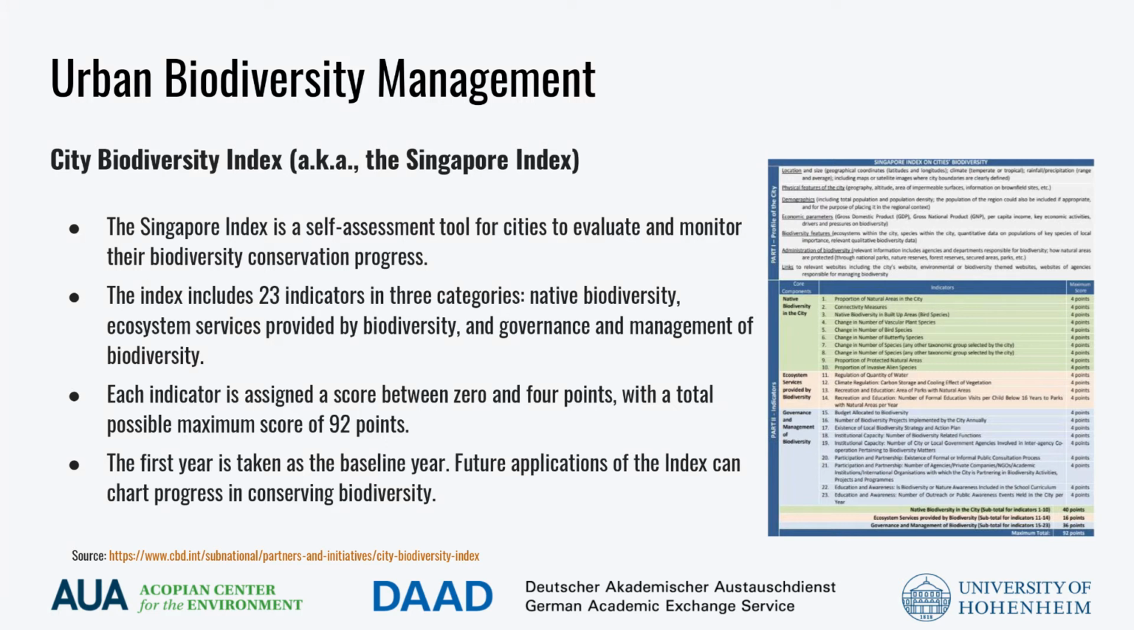The scoring of the Singapore Index is quantitative. Each indicator is assigned a scoring range between 0 and 4 points, with a total possible maximum of 92 points. The first year the index is compiled is taken as the baseline year. Future applications of the index can chart progress in conserving biodiversity.